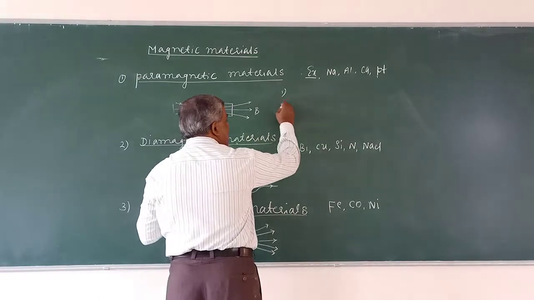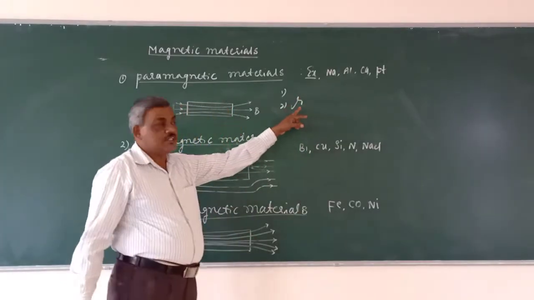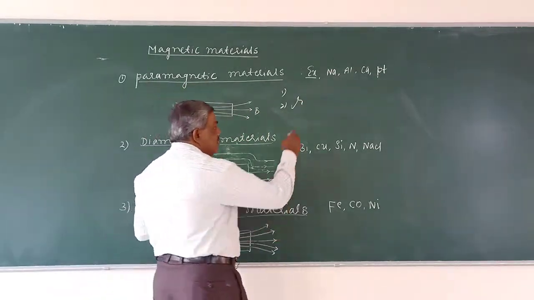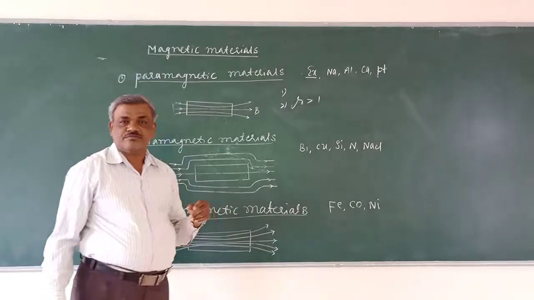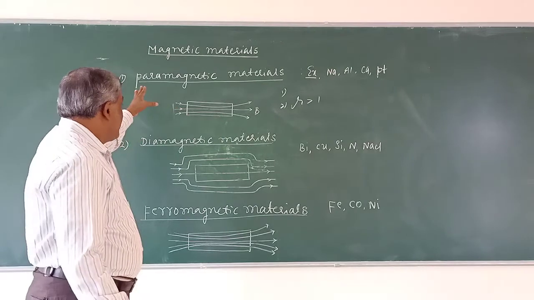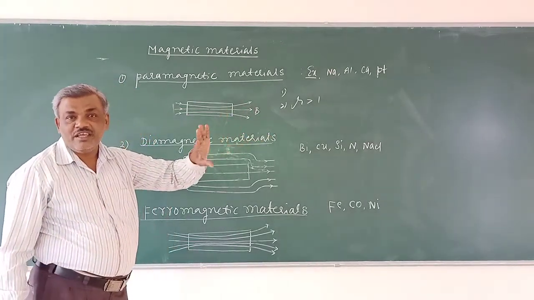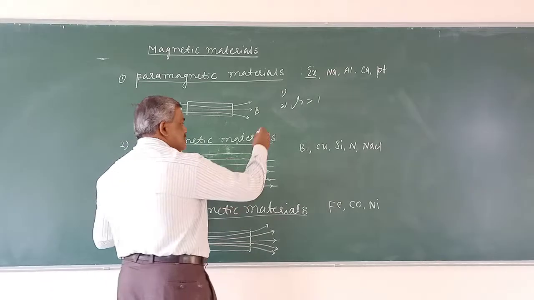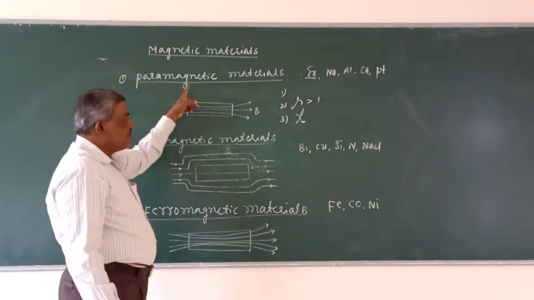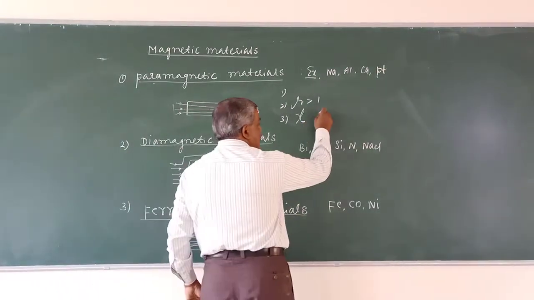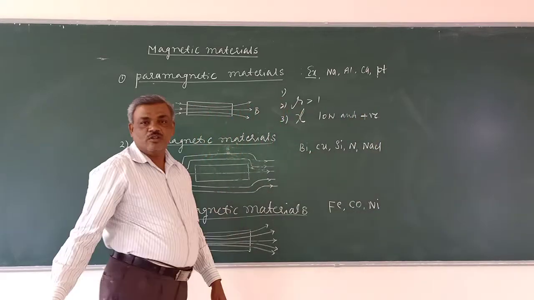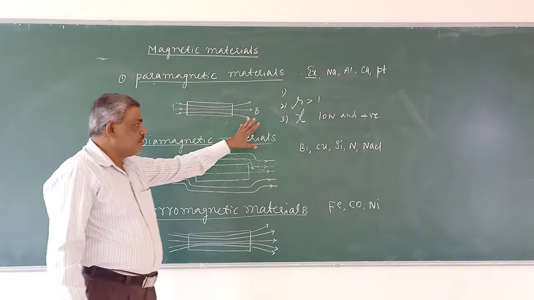And second property: permeability. Mu is the symbol. Permeability of a paramagnetic material is slightly greater than 1. And susceptibility, the symbol is chi. Susceptibility of a paramagnetic material is low and positive. Low and positive. These are the important properties.